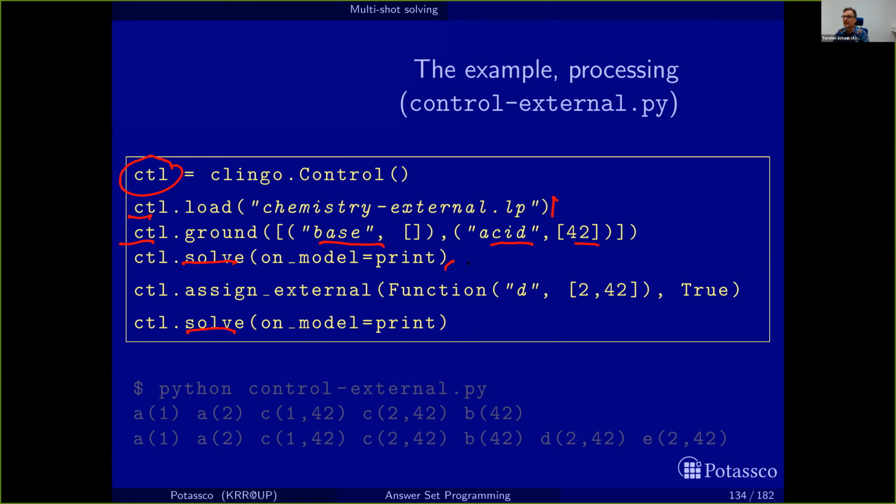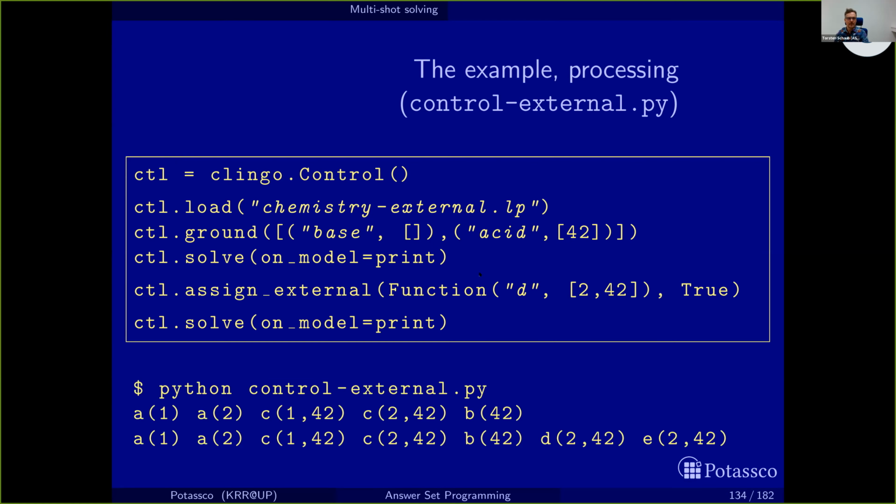So at the beginning, the default value of the external is false. Hence, we will only get A1, A2, and we get this C142 and that and B, this here. However, in the second call, what we do here is we say that D of 242 is true. We also get then D of 242, and we get E of 242.